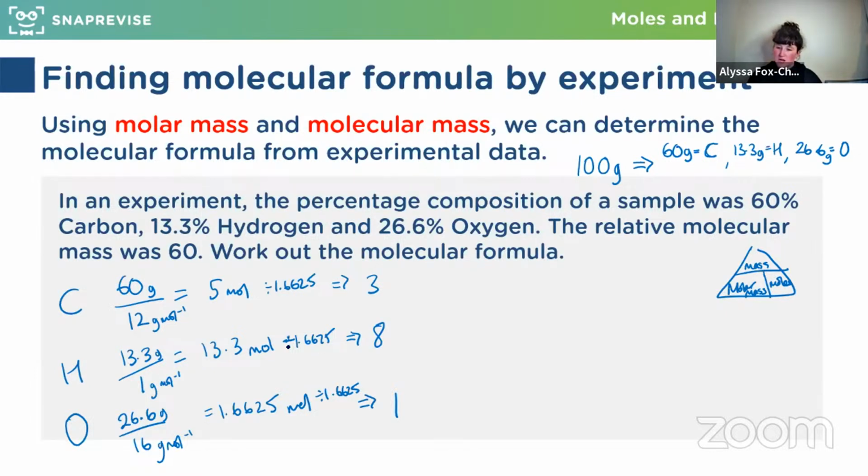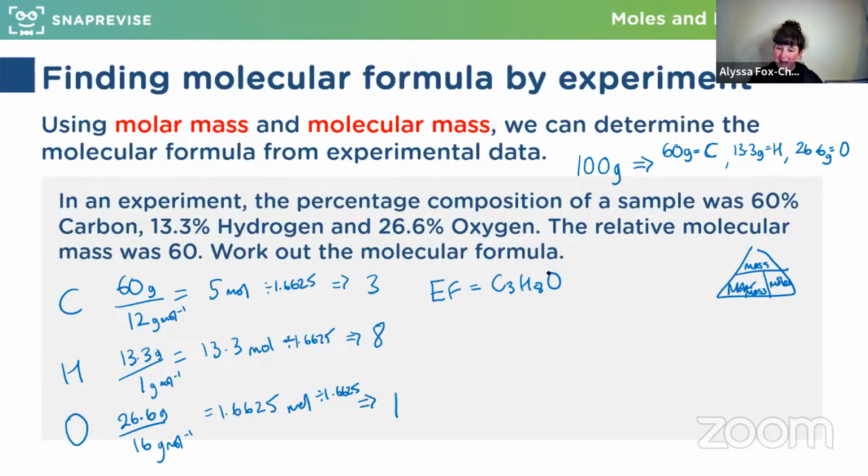So then we've got our ratio. Our empirical formula is C3H8O. But how do we work out what our molecular formula is?